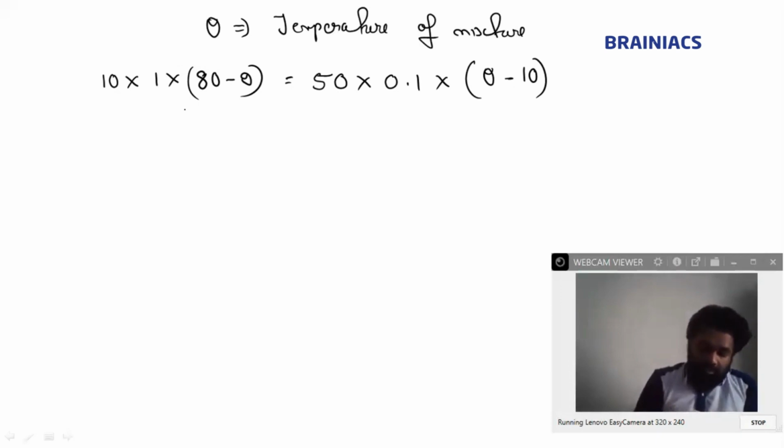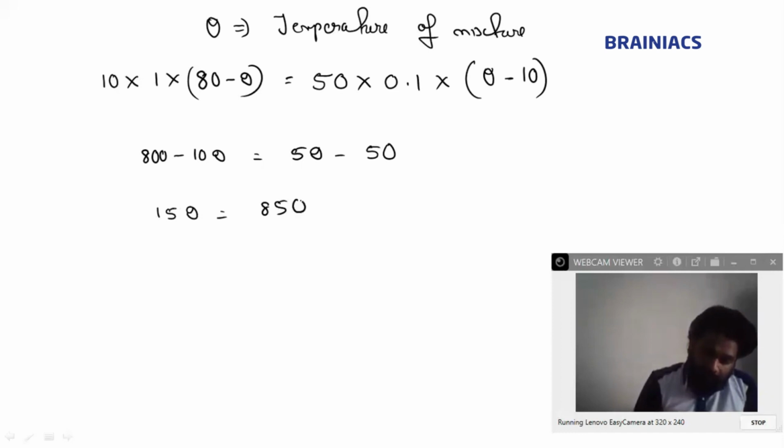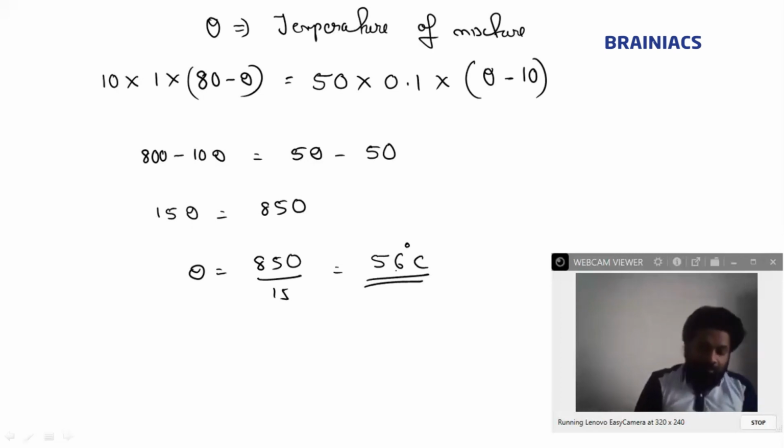Now if we solve this, we will be able to find theta, the temperature of the mixture. So this is going to be 800 minus 10 theta, equal to 5 theta minus 50. So we get 15 theta equal to 850. So theta is equal to 850 divided by 15. We will get somewhere around 56 degree Celsius. 56 degree Celsius will be the final temperature.